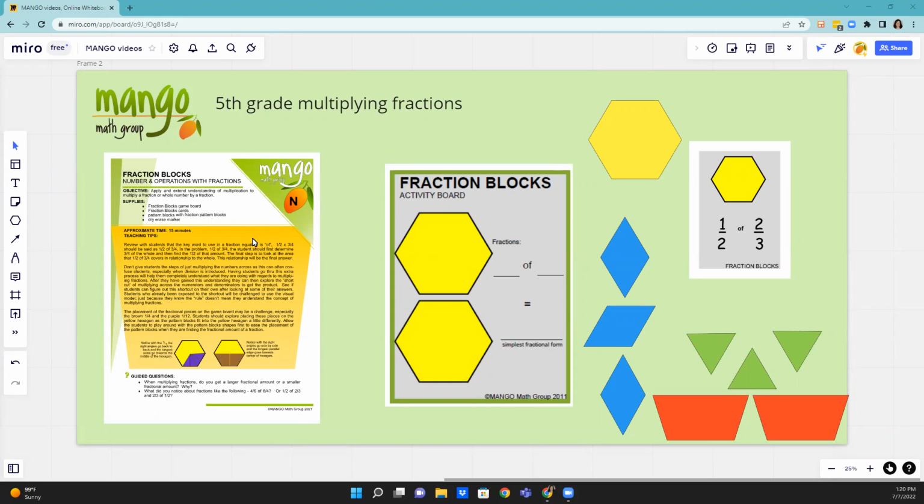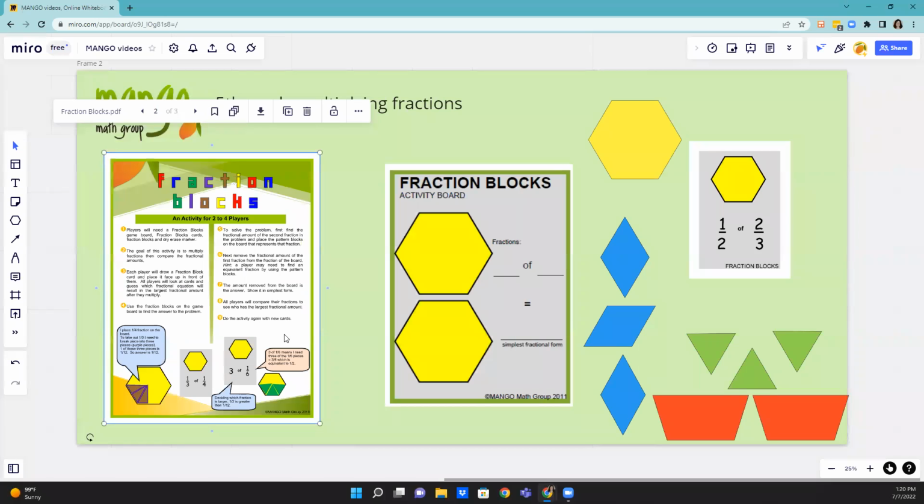In the pouch, there will be your lesson, giving you information about the mathematics on the front page. And then on the back of that page, you will have the step-by-step directions with some visual representation of what the game is about.